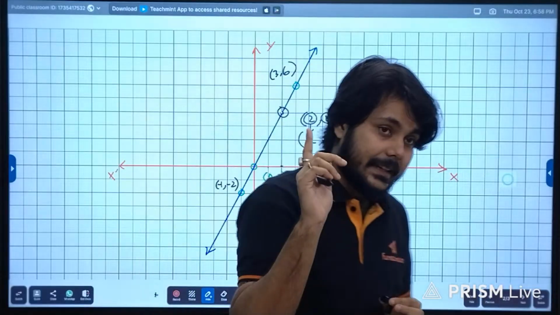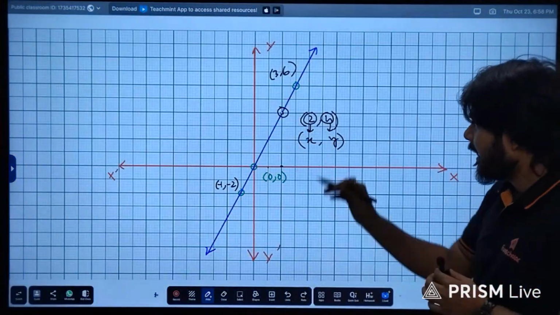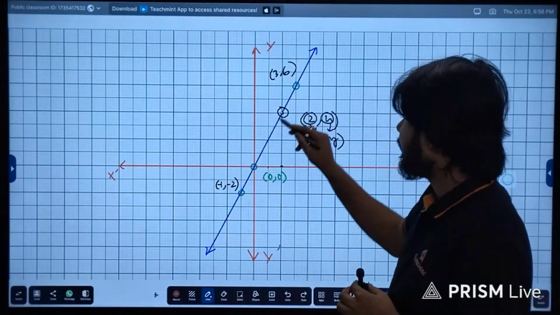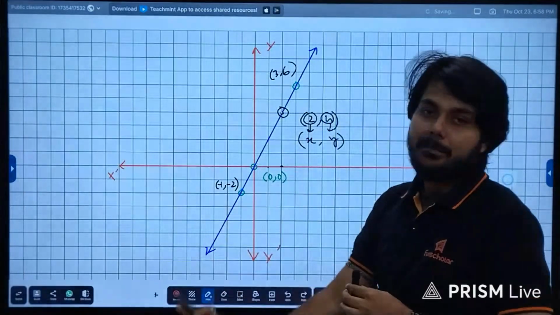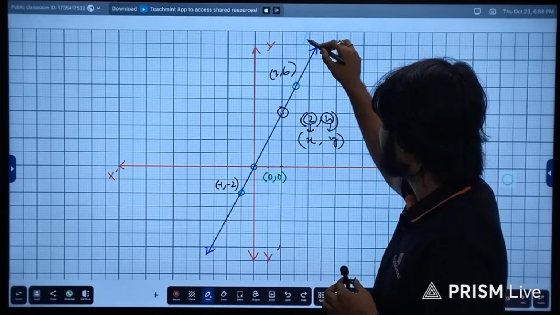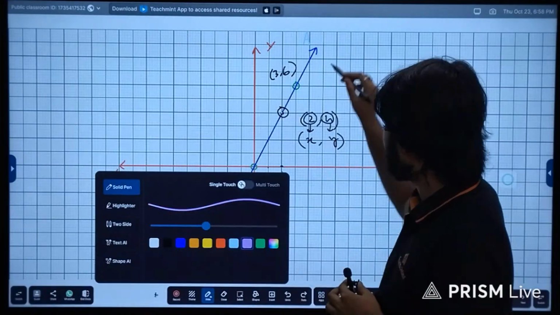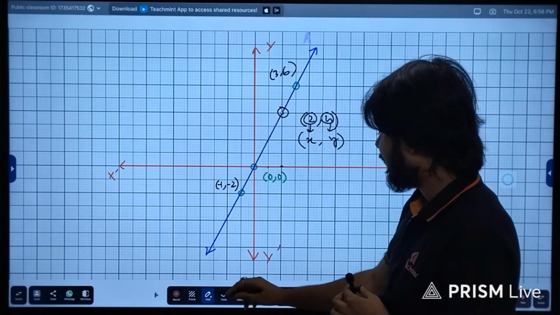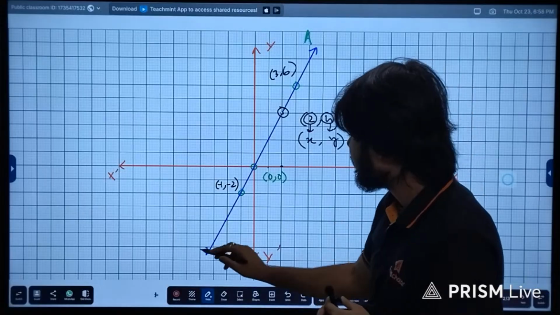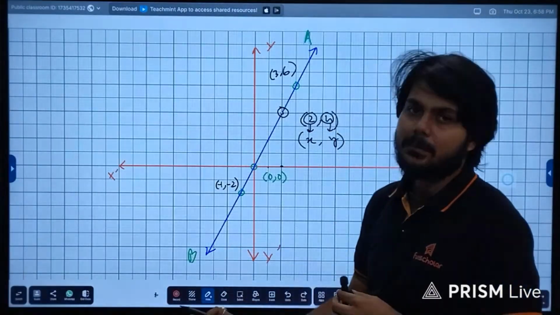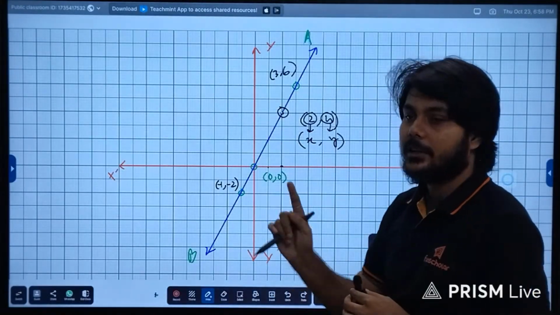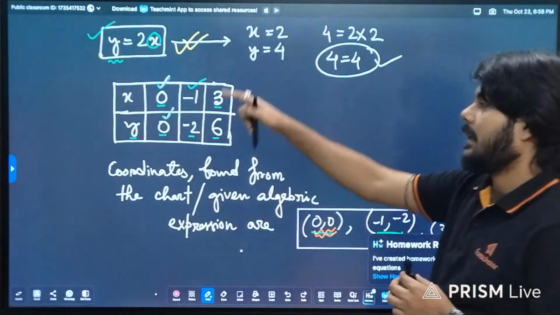Now, listen carefully what I am saying. Each and every point that lies on this straight line, suppose this is a and this is b. Any point that lies on this particular straight line is a solution for this algebraic expression.